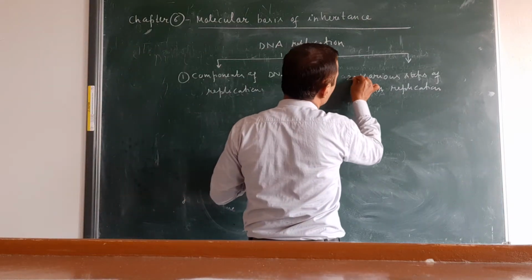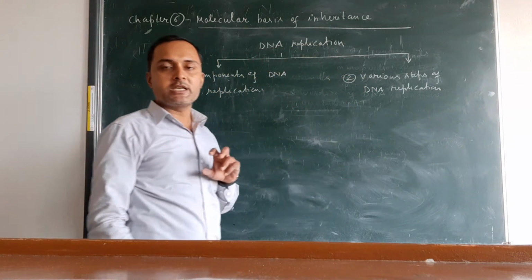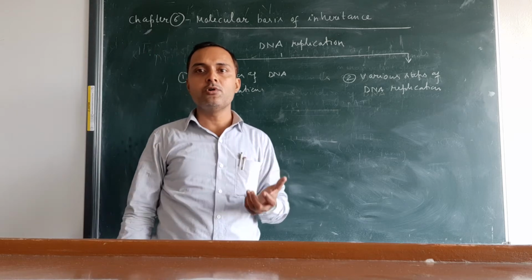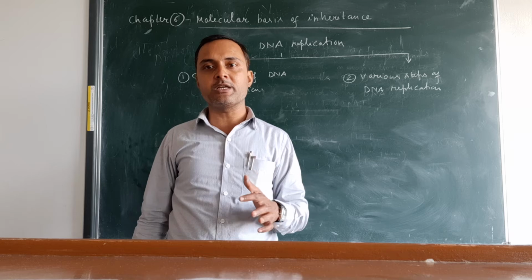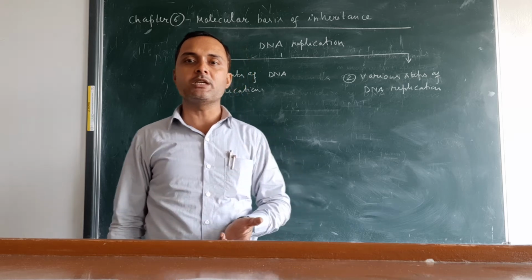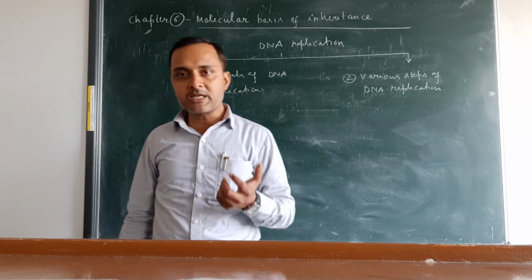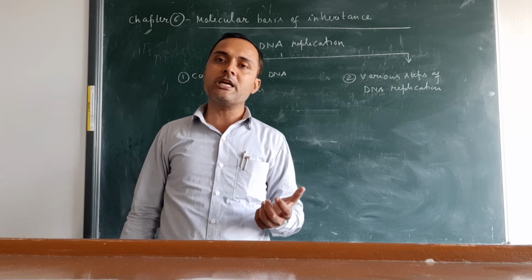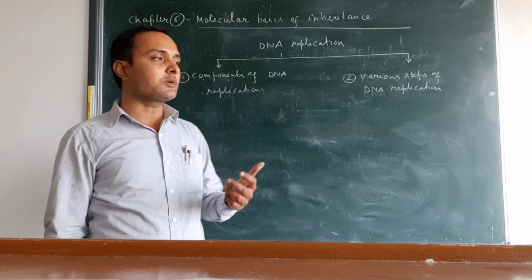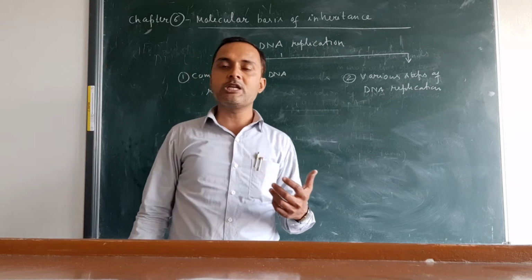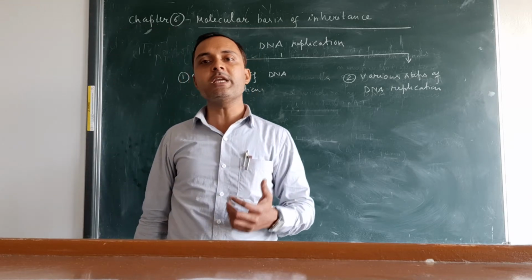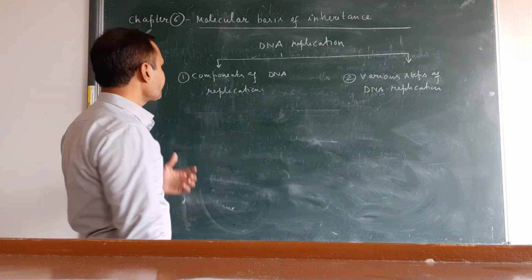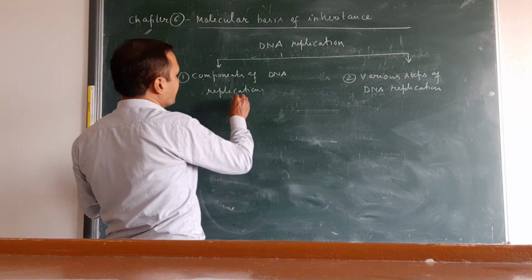There are three components required for DNA replication. In the previous class you learned what DNA replication is: the process of synthesis of new strands of DNA from the parental strand of DNA. It was experimentally proved in most living organisms that the mode of DNA replication is semi-conservative, by Meselson and Stahl in 1958. So let's see the various components of DNA replication.